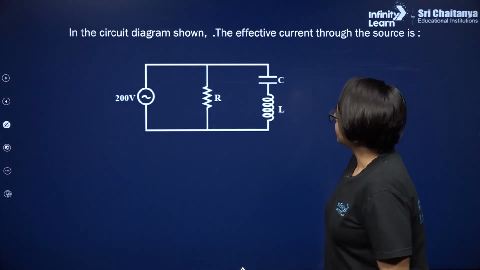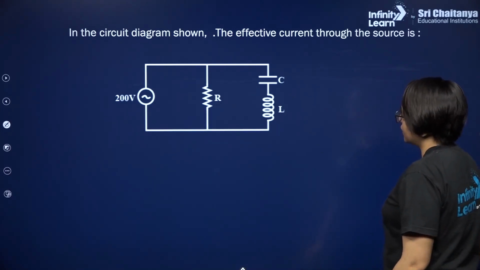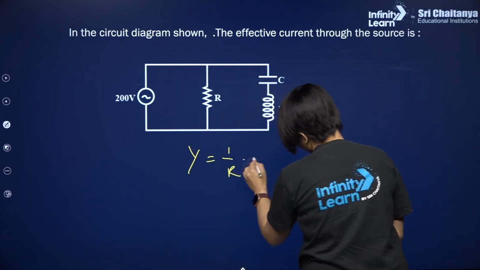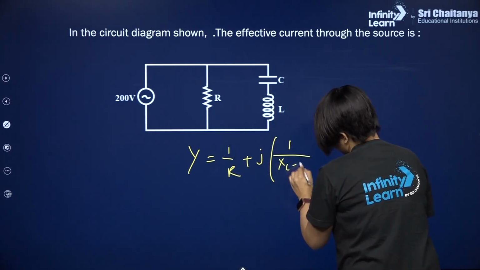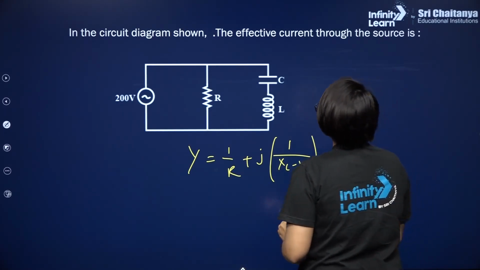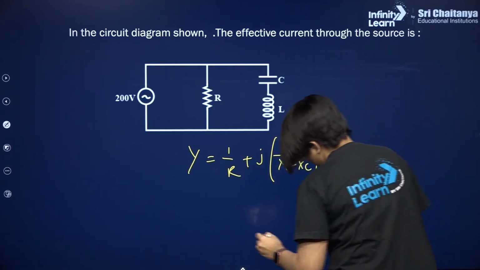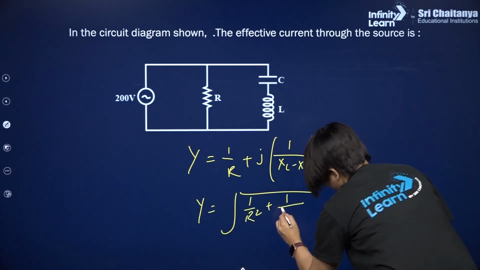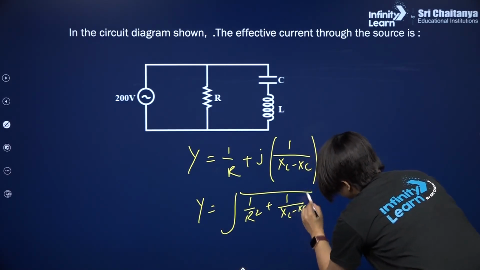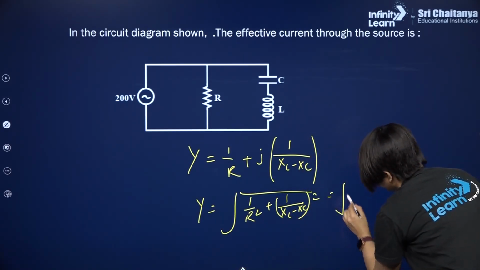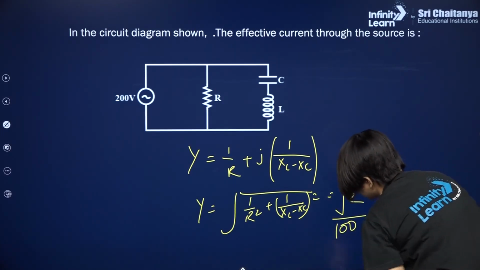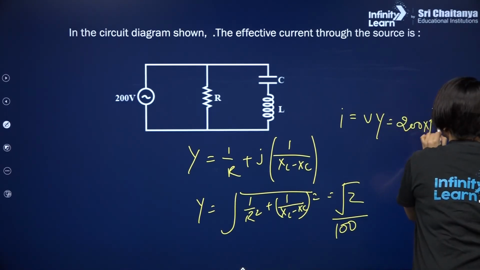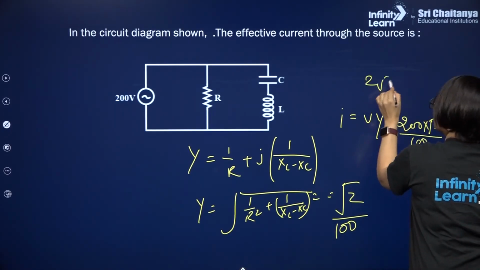Next question is, in the circuit diagram shown, the effective current through the source is. Over here Y will be 1 upon R plus j times (1 upon XL minus XC), right. So, we have XL and XC over here. So, Y magnitude will be under root of (1 upon R) square plus (1 upon XL minus XC) whole square. So, over here it will be root 2 upon 100. So, this is the value of Y. So, I is VY, that is 200 into root 2 divided by 100. So, that will be 2 root 2.